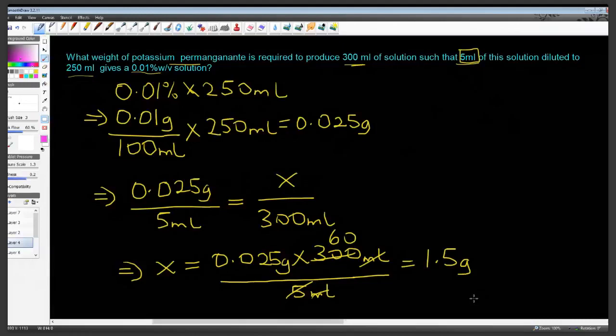Basically that's what we will do. And the key thing to note was to understand that we are actually looking for the quantity of potassium permanganate to make a stock solution, and then make use of the concentration and the volume to determine how much is actually in the diluted solution. The rest is a proportion, and then we would end up with 1.5 grams. So that's how you would go about solving this problem.